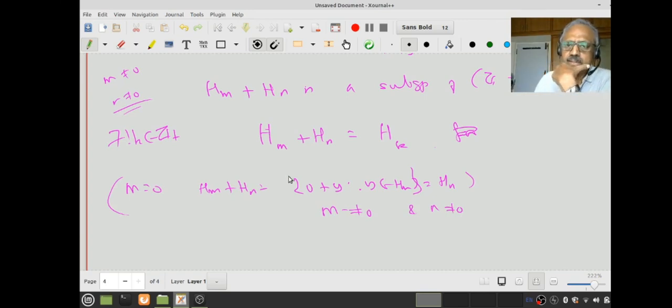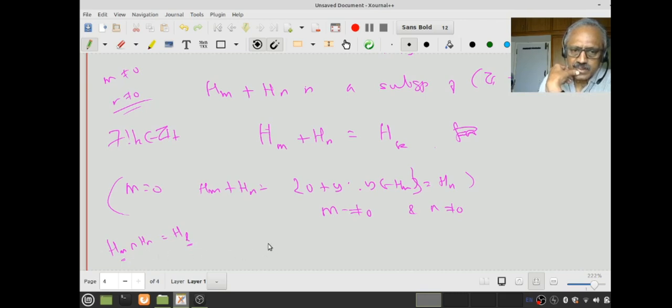So I know HM plus HN is a subgroup, therefore it must be of the form HK. So I want to know what K is, right? Now think carefully, so you should develop intuition. In the last case, what did we find? HM intersection HN was some HL where L is the least common multiple of M and N. You follow that? Yes or no? Sure? Very good. So this L has something to do with M and N.